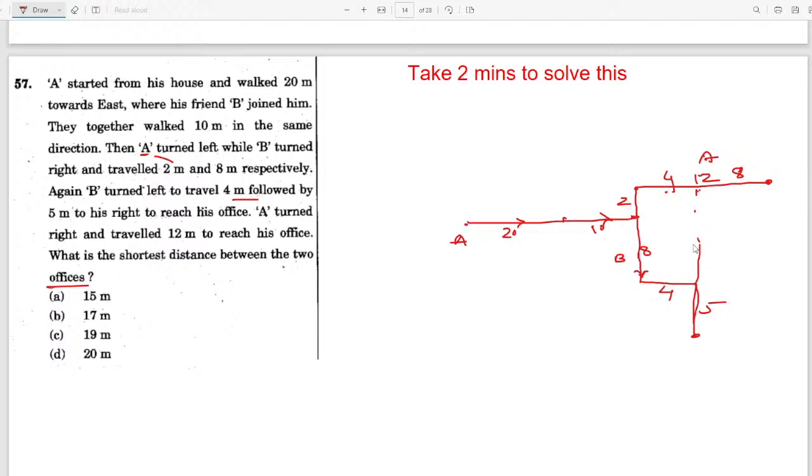And this whole path is 2 plus 8 plus 5. 2 plus 8 is 10, 10 plus 5 is 15. So this whole line is 15, and this is 8. So this is a triangle with sides 15 and 8. This is also a Pythagorean triplet. If you remember, you can write it like that, or else if you don't remember, you can just calculate it here.